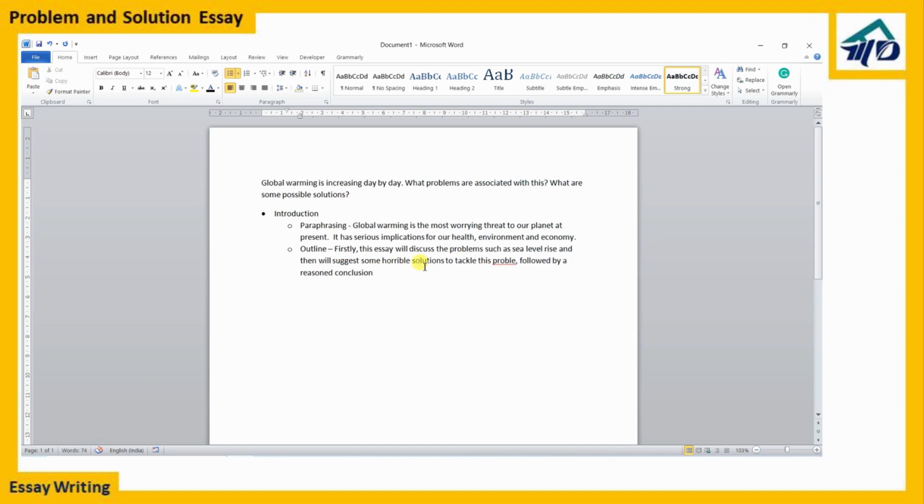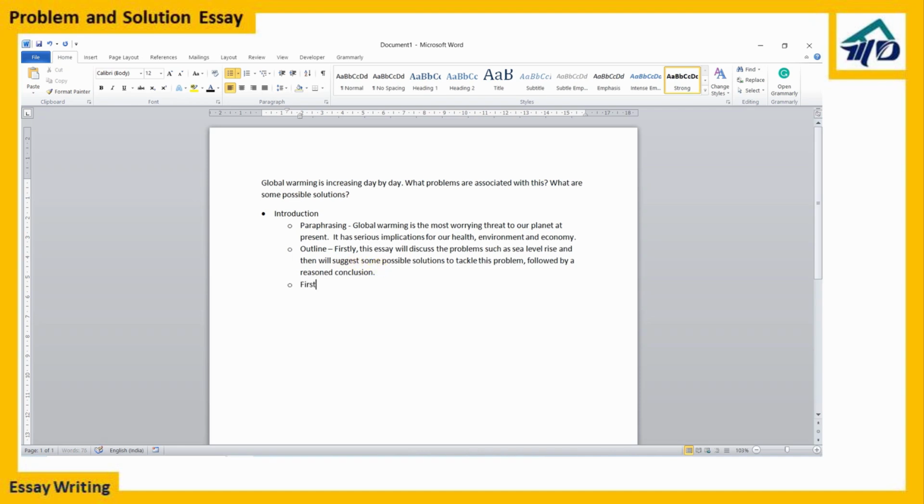Now I can write the same statement in a slightly different way also. I can simply write, first this essay will discuss the problems caused by global warming and then the solutions. Or I can write, this essay will discuss problems and solutions of global warming in the forthcoming paragraphs, followed by a reasoned conclusion. So this is up to you. Or I can be very specific. I can write about the problem in the outline itself.